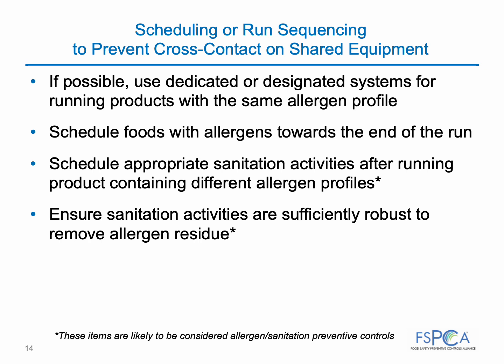If an allergen present in a current product run is not present in the next scheduled product run, a complete sanitation process must occur. Sanitation activities must be robust enough to remove all visible traces of an allergen residue prior to starting up the next product. If possible, only run products with the same allergen ingredient on the same production line.